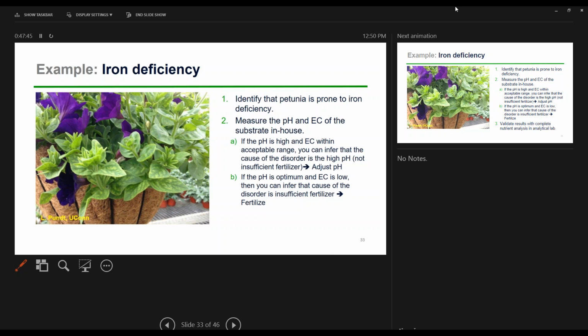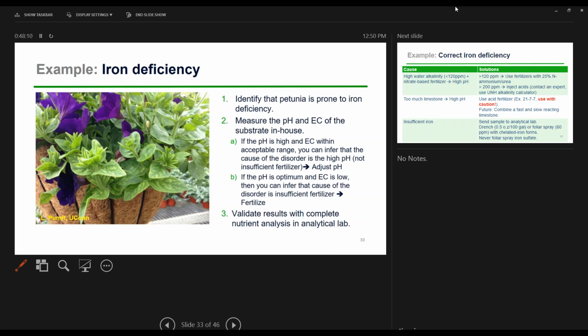If the pH is within an optimum level, but the EC is low, then you know that you're not providing enough fertilizers, and then you can start by putting out more fertilizers. So it's very important that you measure both things to make sure that you're targeting the right cause, not just the symptom, right? Match the management practice to the cause of the problem. And then again, you always want to validate your results with complete nutrient analysis.